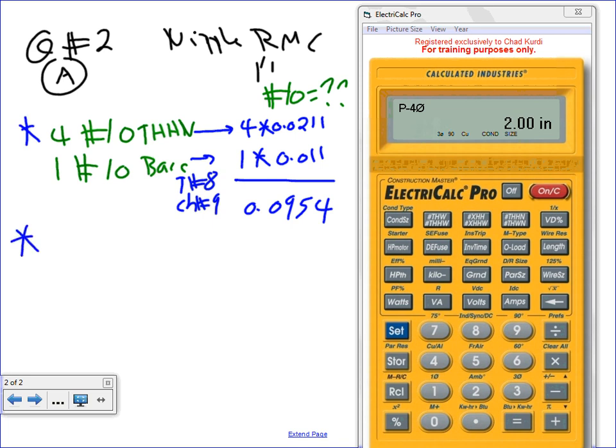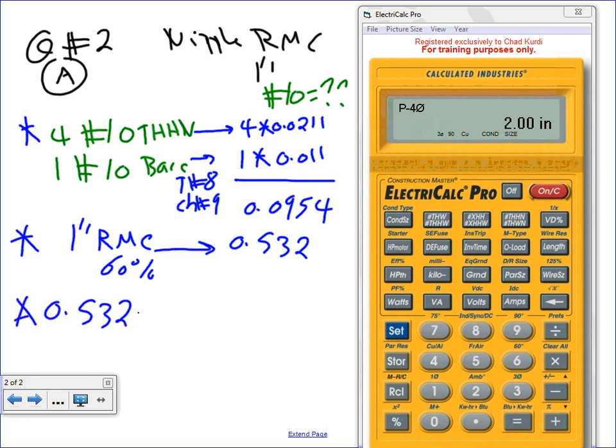The second thing you need to do is find the available space for 1 inch rigid metal conduit at 60 percent fill, because it's a nipple. You're going to find it gives you 0.532, right? Step number 3 is to take the available space in the conduit and subtract how much is already occupied inside that conduit, and you're going to get 0.4366.